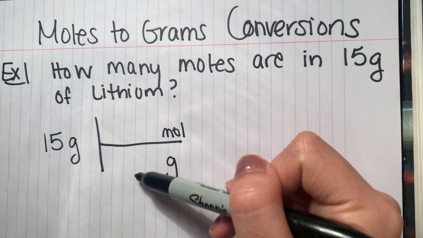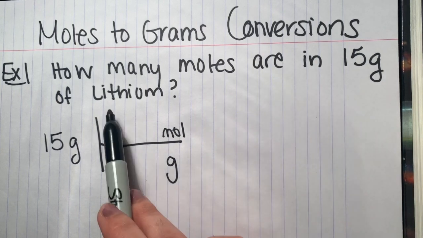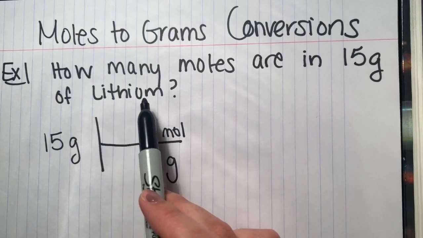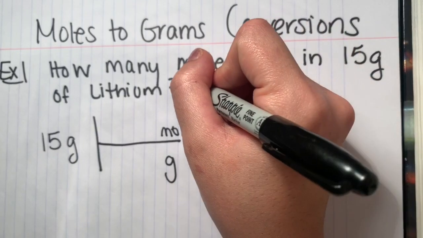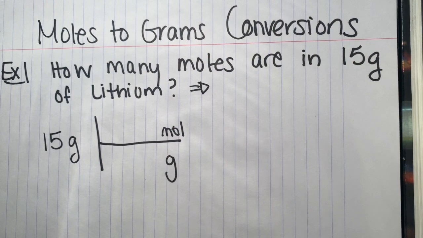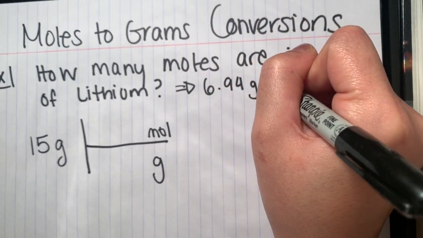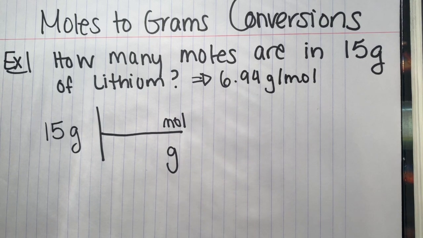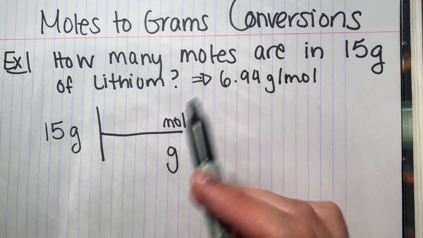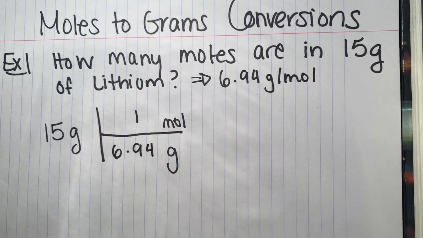So now all that's left is to fill in the conversion factor. If I read the problem, it's asking how many moles are in 15 grams of lithium. So I just need to look up the molar mass of lithium using my periodic table. If you look that up on your periodic table, the molar mass of lithium is 6.94 grams per mole. So all I have to do is just fill that into my conversion. For every 1 mole of lithium, I have 6.94 grams.